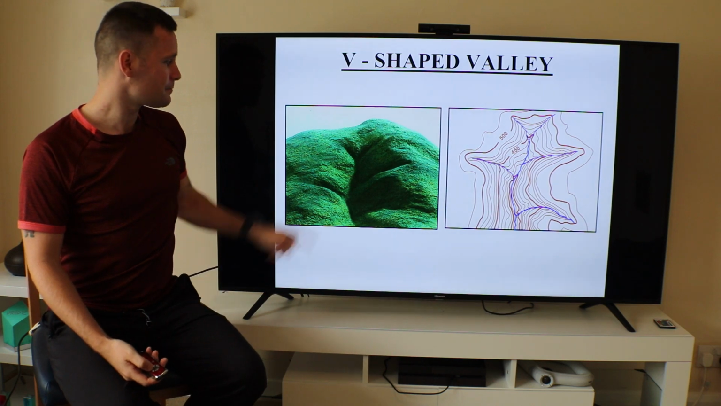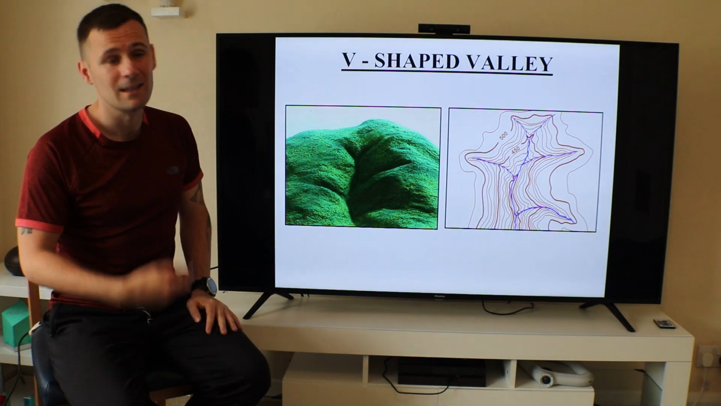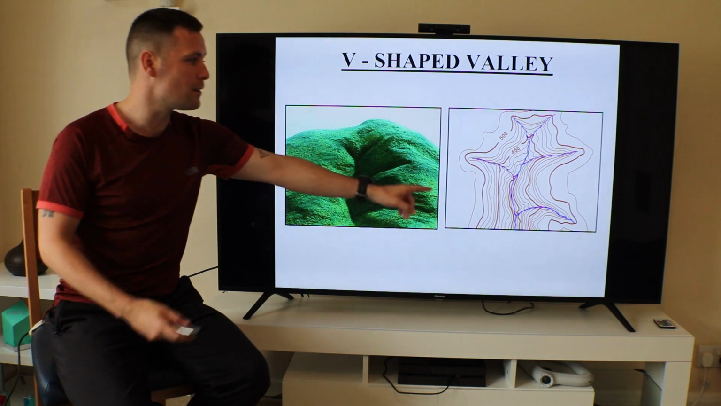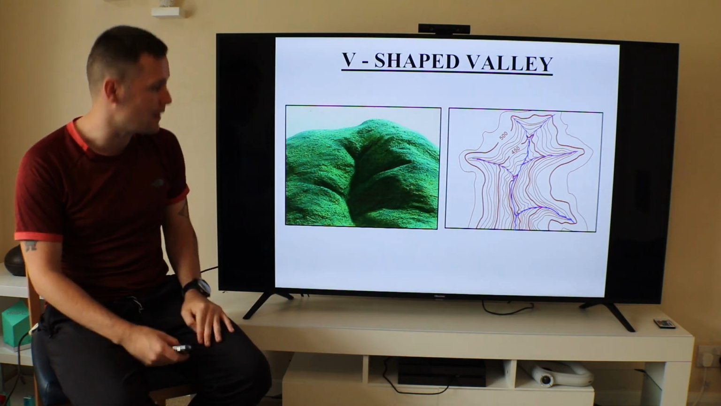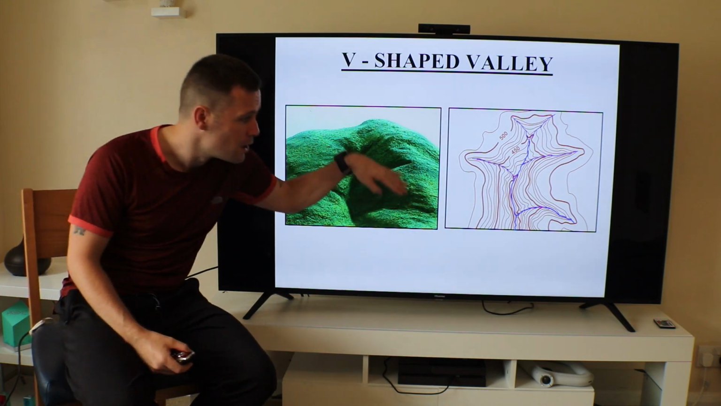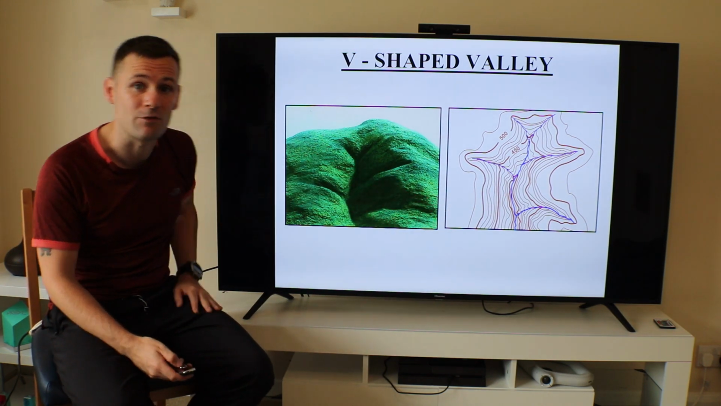V-shaped valleys, as you can see, are just a cutting in a hill. But you always need to look at the numbers of the contour so you know it's going downhill and it's a valley, and it's all nice and tight. So you know there's steep drops going down into that to get some water. They are really steep drops.